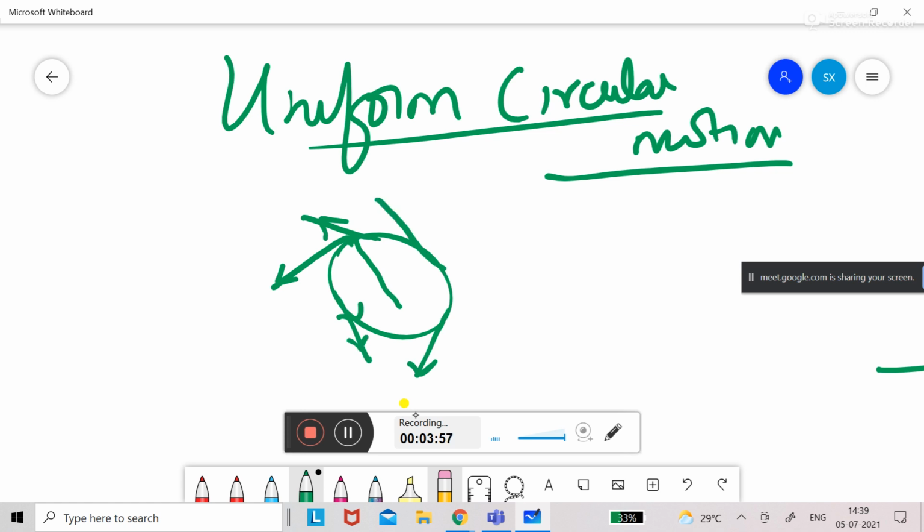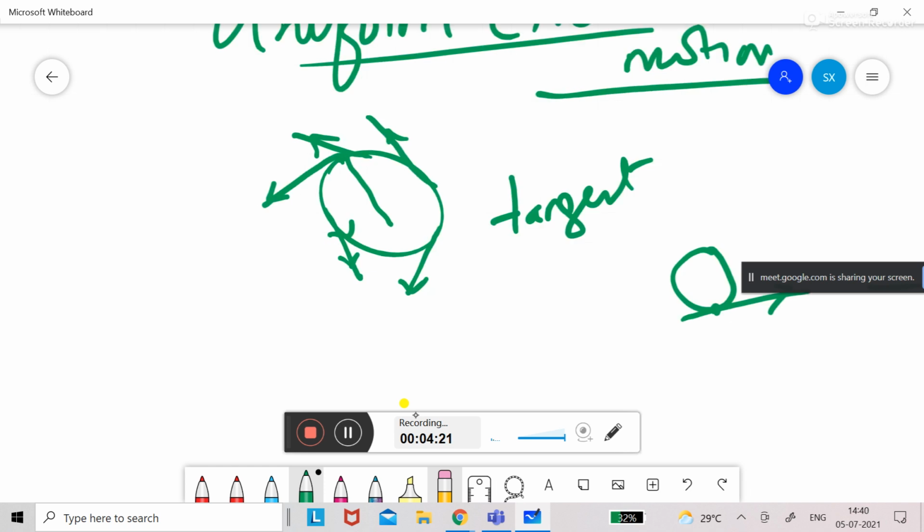It is called a tangent. You will be studying the tangent in 10th standard. Tangent means the line and the circle touch at only one point. Only one point it will touch. That is called a tangent. So it is moving in a tangential direction. That means it is going at a constant speed.